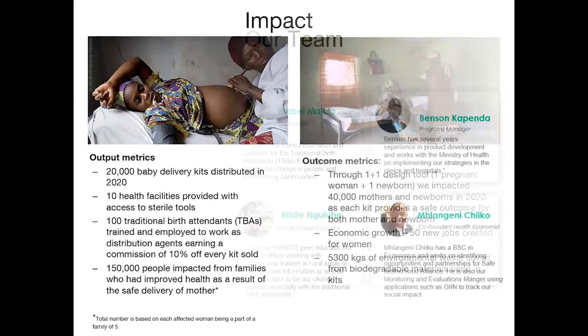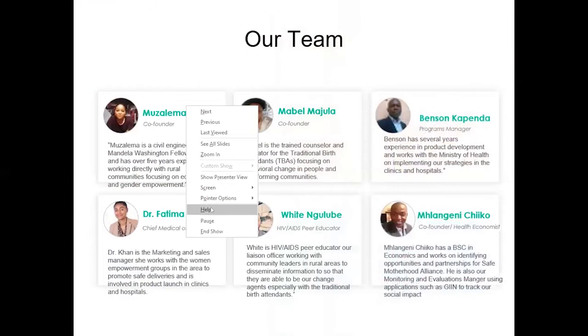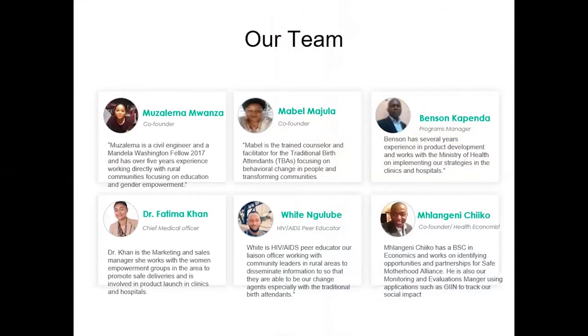Our team comprises myself. I am a civil engineer with over 10 years experience working in rural communities, focusing on education and gender empowerment. Mabel is a trained counselor who works with traditional birth attendants, focusing on behavioral change and transforming communities. Mr. Kapenda has several years experience and he's the programs manager in our company. Dr. Fatima Khan works in logistics, supply chain delivery, and product development.